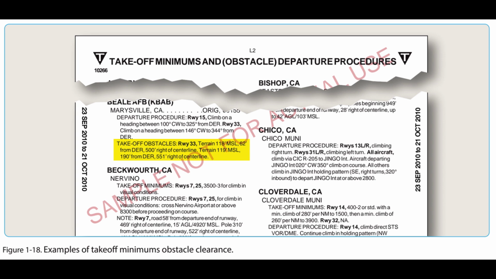These obstacles are especially critical to aircraft that do not lift off until close to the DER or which climb at the minimum rate. Figure 1-18. One engine inoperative (OEI) takeoff obstacle clearance requirements.